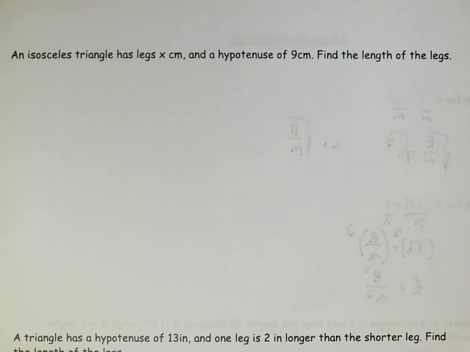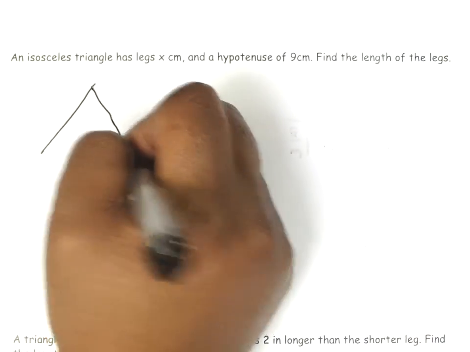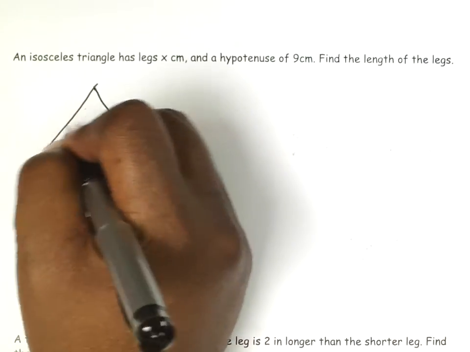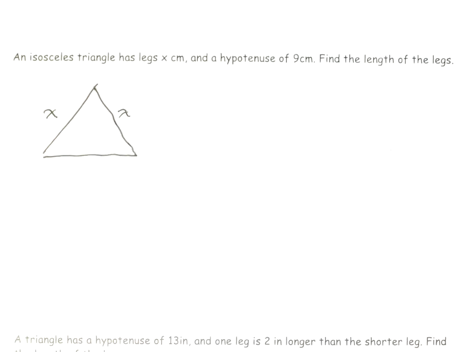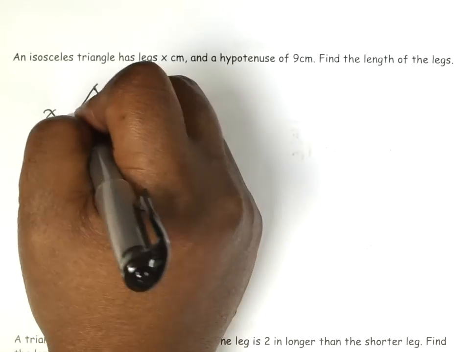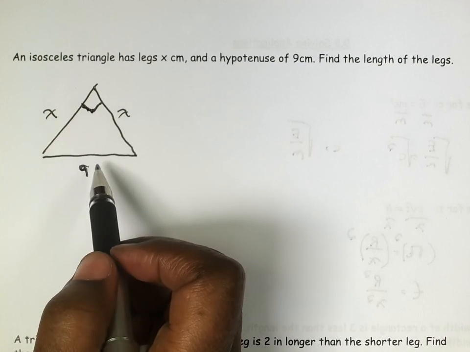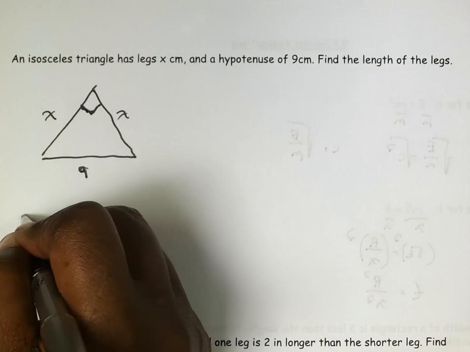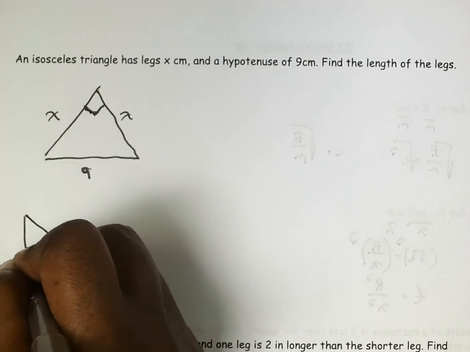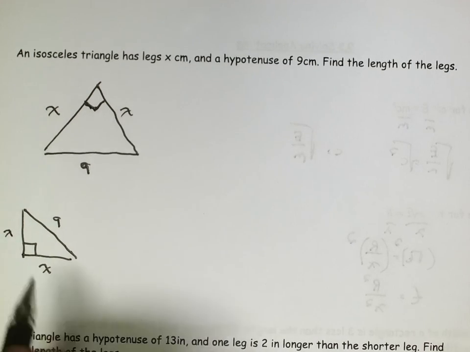Okay. We have an isosceles triangle, has legs x. So isosceles means we have 2 of the legs the same length. And it has a hypotenuse of 9. So I guess this is a right triangle as well, because we couldn't talk about hypotenuse if it wasn't right. So find the length of the legs. So because this is a right triangle, I'm going to rewrite it how we normally would think about it. The legs are x and the hypotenuse is 9. So that's a little bit clearer.